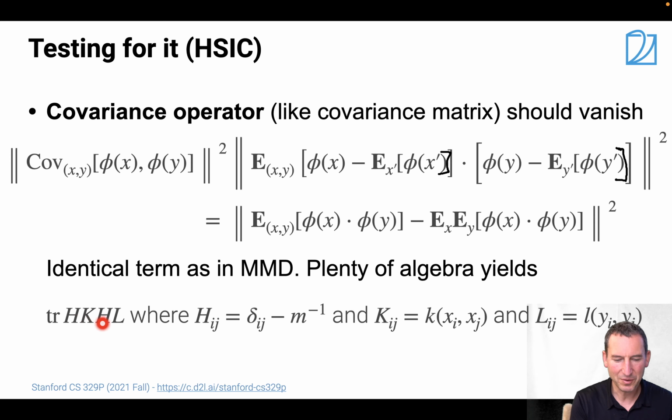Now, if you want to skip all that baggage, all you need to remember is just that you need to compute the trace of HKHL, where H is just the centering operator, so this basically just takes out the mean, and then K and L are covariance matrices. And if that term here is small, you know that things are independent. If it's large, you know that they're dependent.